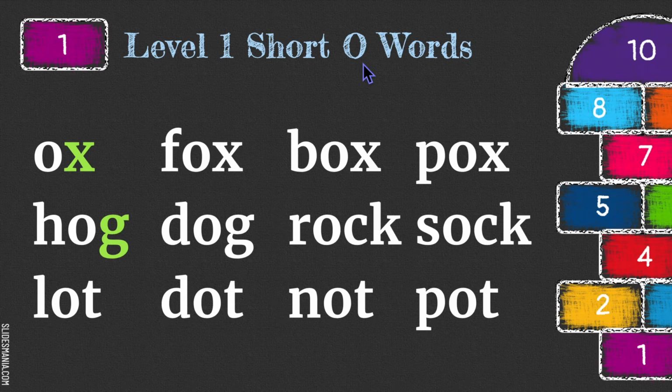The short O sound is ah. In all of these words, we are going to use the first sound of X, which is used most of the time. That sound is x. In all of the words with G, we will use the hard G sound of G. Ox, fox, box, pox, hog, dog.